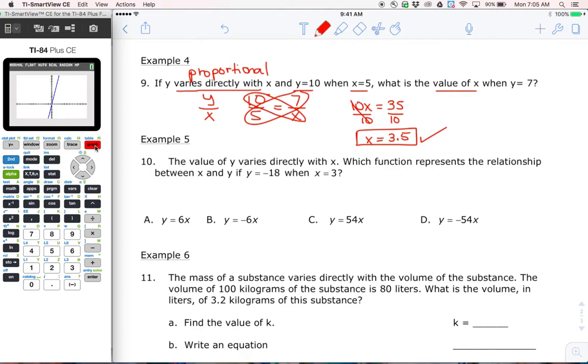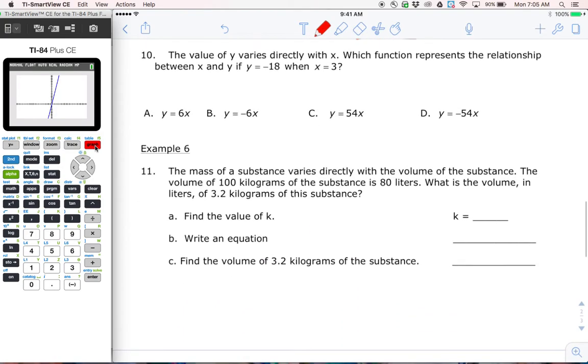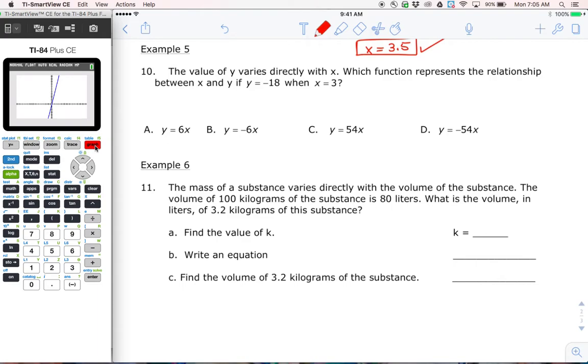All right, example number 5. The value of y varies directly with x. Okay, again, this just means proportional. Which function represents the relationship between x and y if y is equal to negative 18 when x is equal to 3?